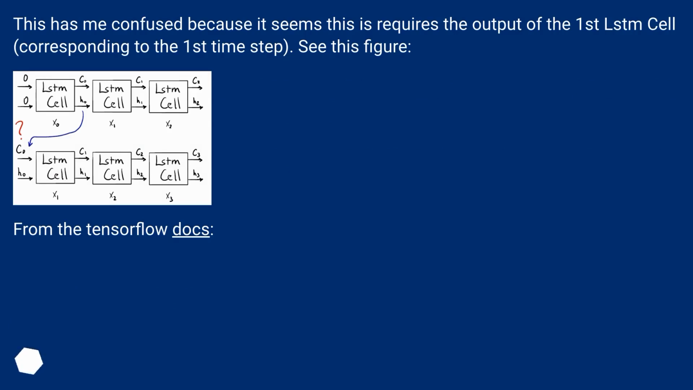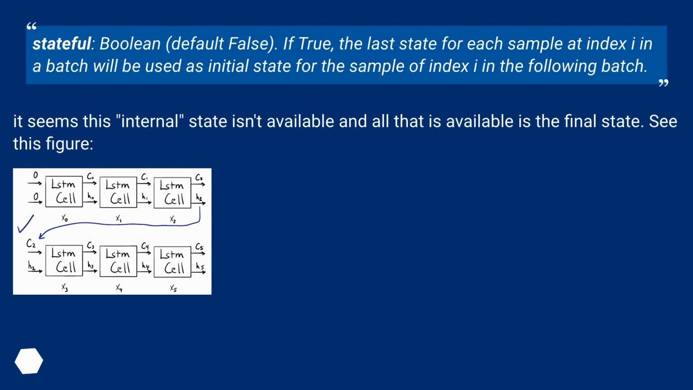time step. See this figure. From the TensorFlow docs: Stateful, Boolean, default false. If true, the last state for each sample at index I in a batch will be used as initial state for the sample of index I in the following batch. It seems this internal state isn't available and all that is available is the final state. See this figure.